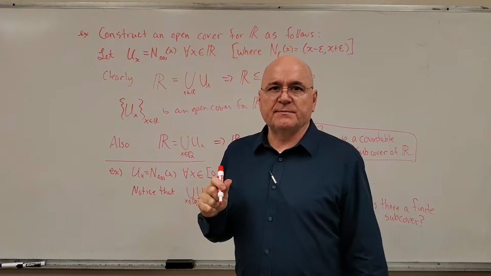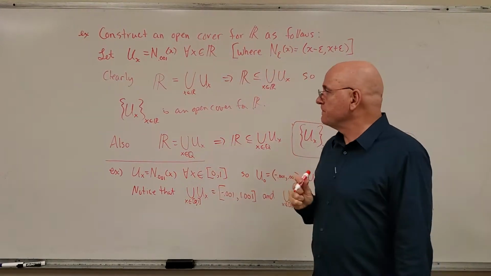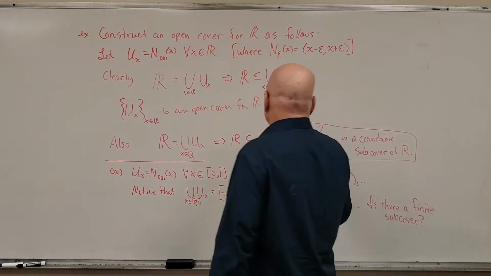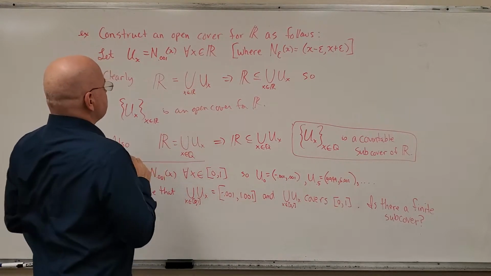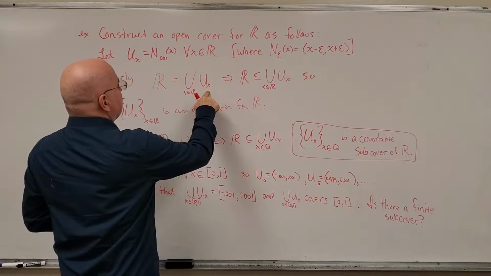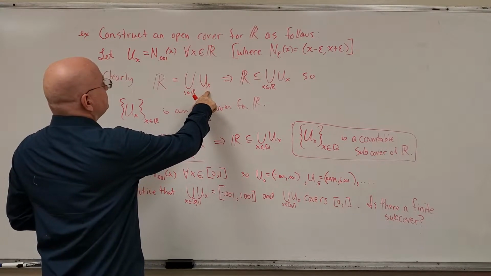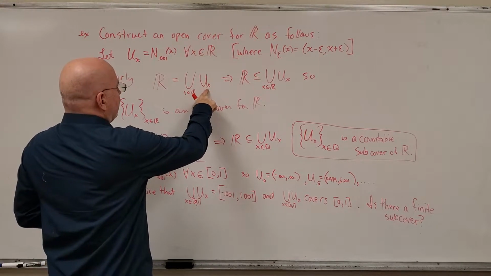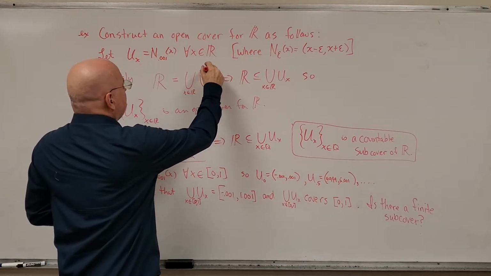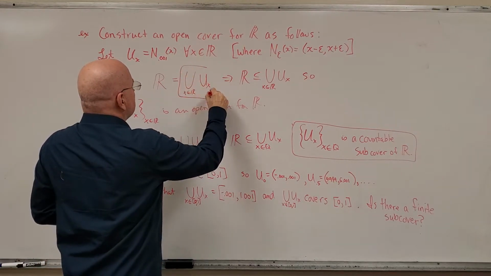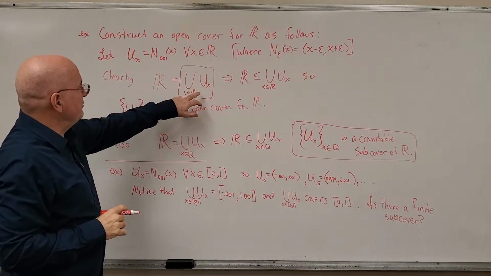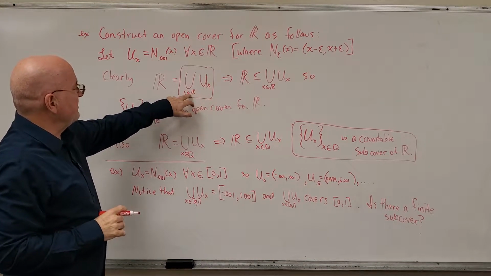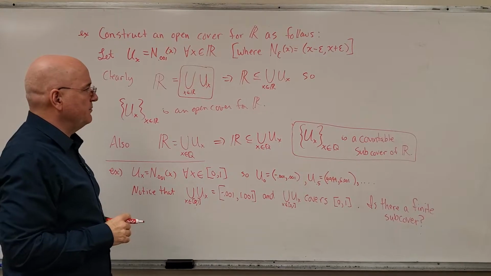Well, before I erase the board from the previous example, I wanted to make one thing very clear. We had this set, the collection of U_x, where x is any real number, and we determined that this was a cover for R. It's uncountable because the number of sets here is uncountable. There's one for each element of the real line.